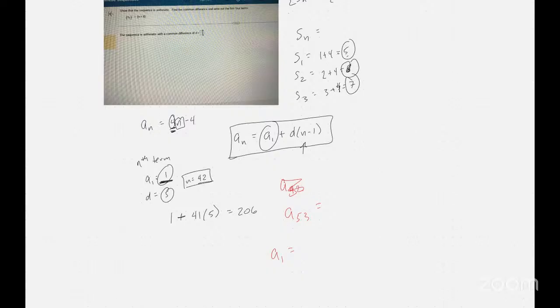1 plus 41 times 5. That should have been right. 40 times 5 is 200. Did I do it wrong in my head? 1 times 5 is 5. So 205 plus 1 is 206.